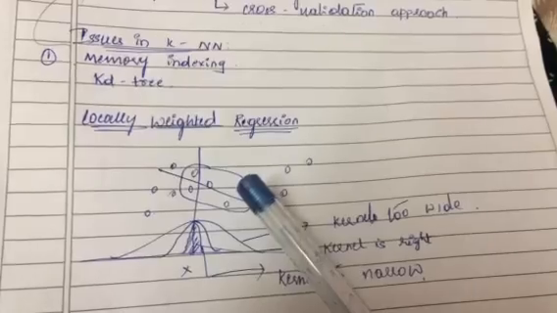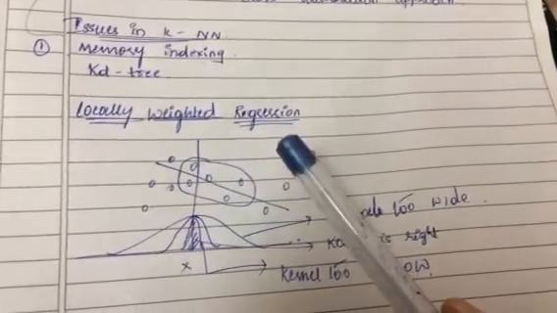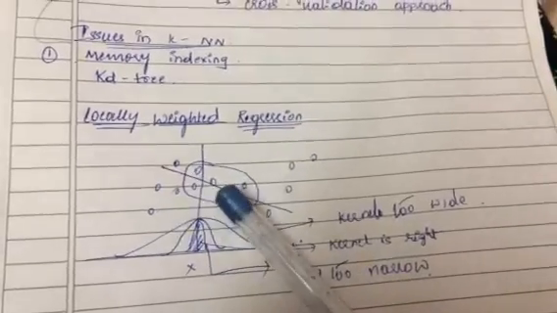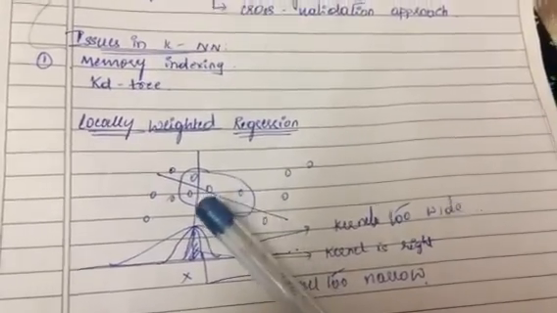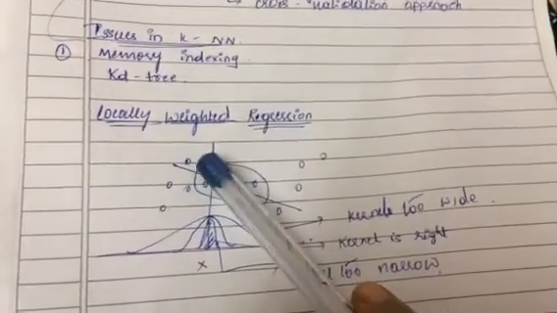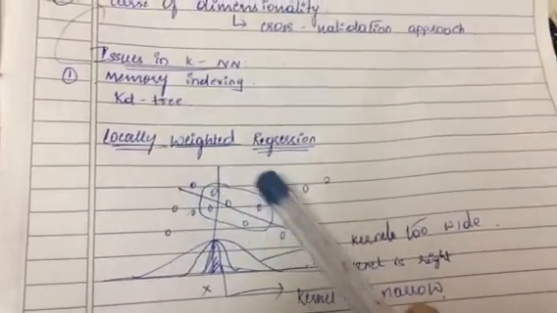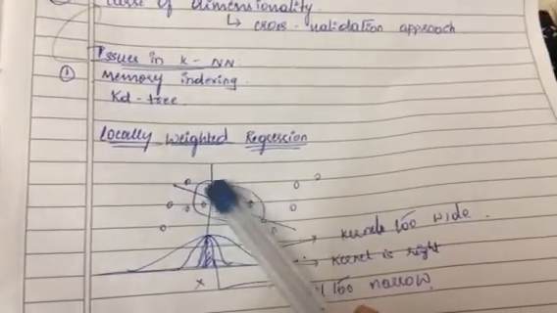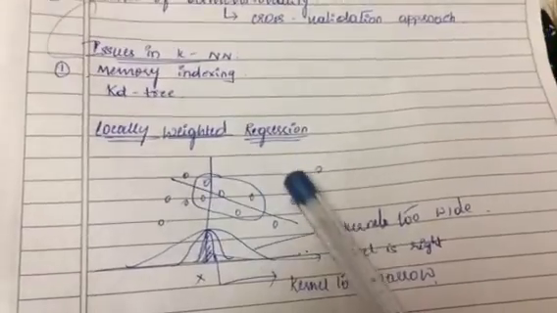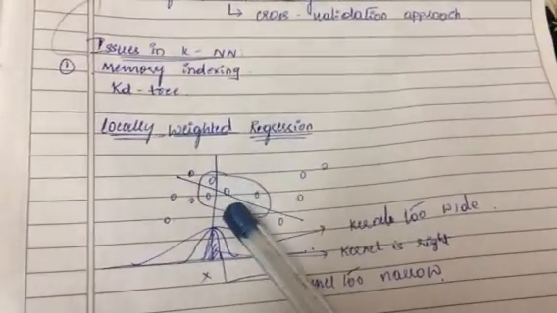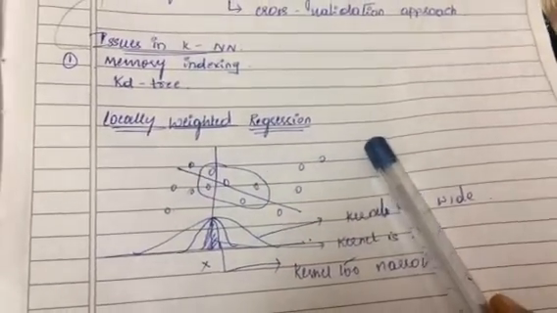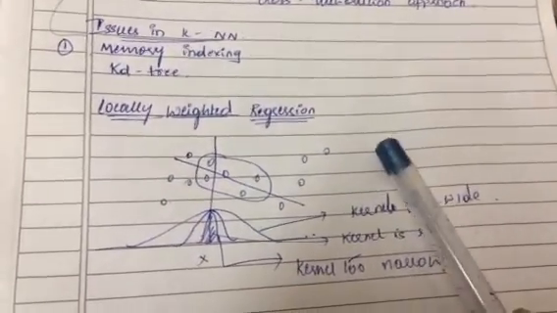In a locally weighted regression, as the name itself indicates, we are going to consider local points, meaning the data points which are near to the query point. Suppose I consider this small circle that is drawn; it indicates a local area of those data points, and only that area is considered, and all the other data points away from this circle are discarded. So this is known as locally weighted regression.